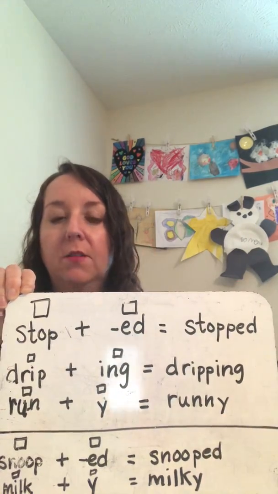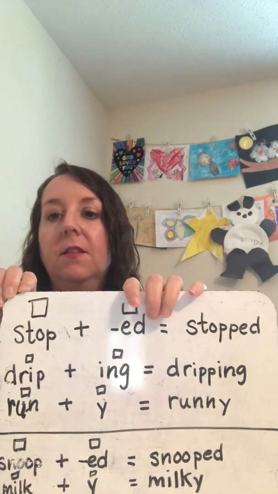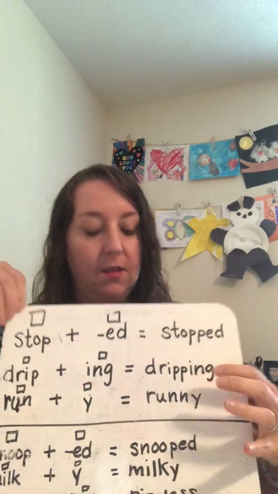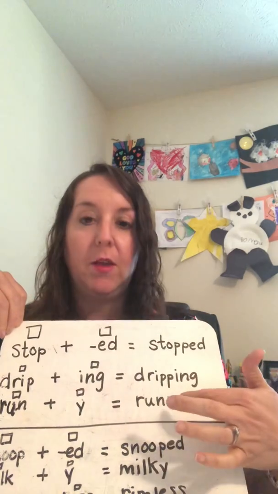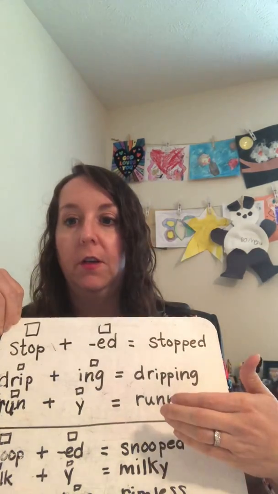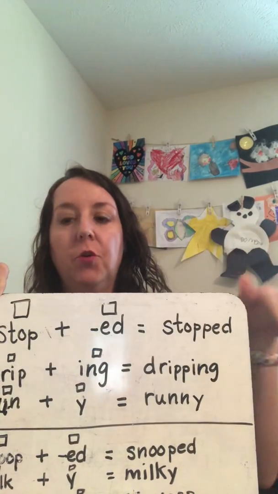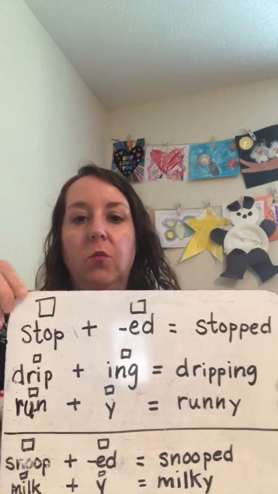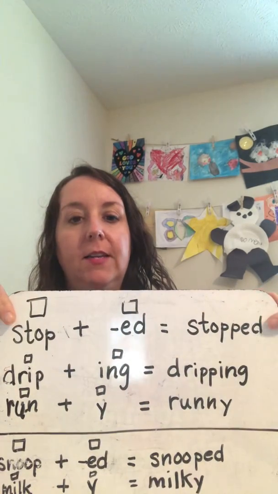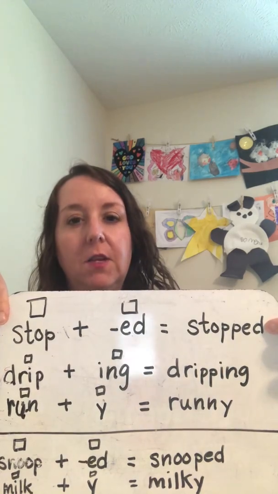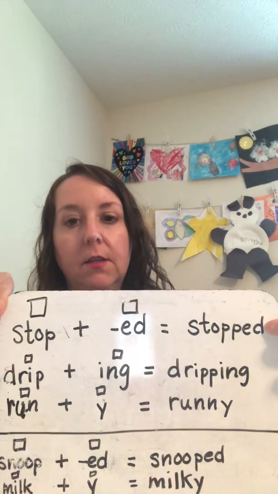So today we are learning about our doubling rule. This is part 1. Tomorrow we'll add on to this. This is when we have a suffix that changes the spelling of our root word. Now here, a suffix is something added to a word that changes the meaning. So if you look, we had the word stop. We made it into stopped. So we made it past tense. So it changes the meaning of how you're going to use it in a sentence.